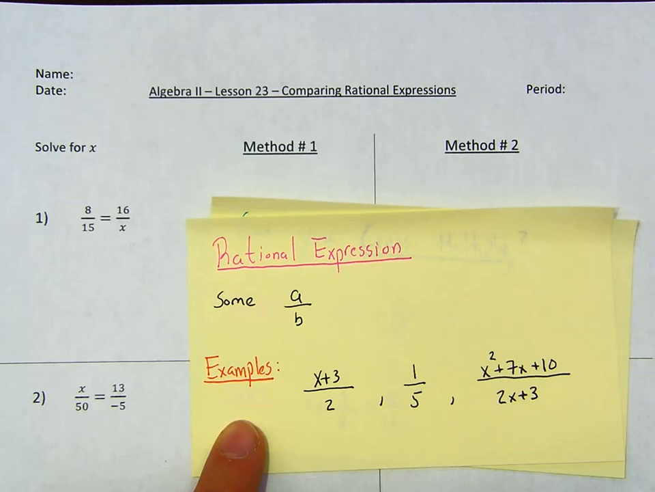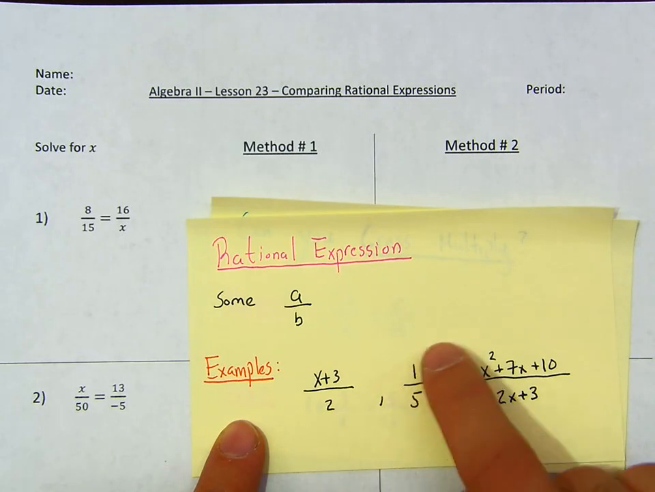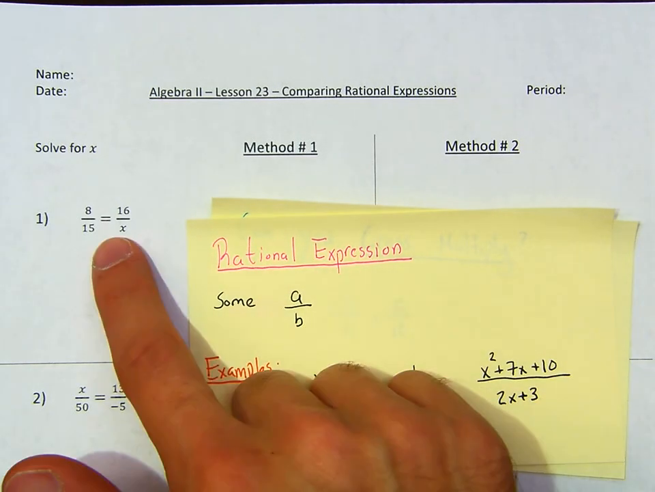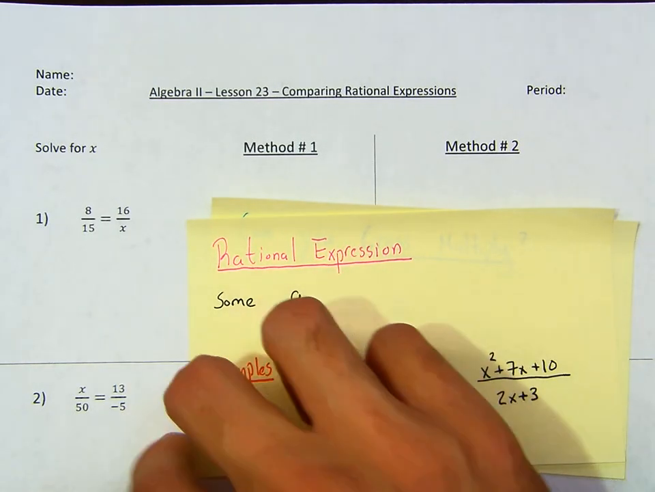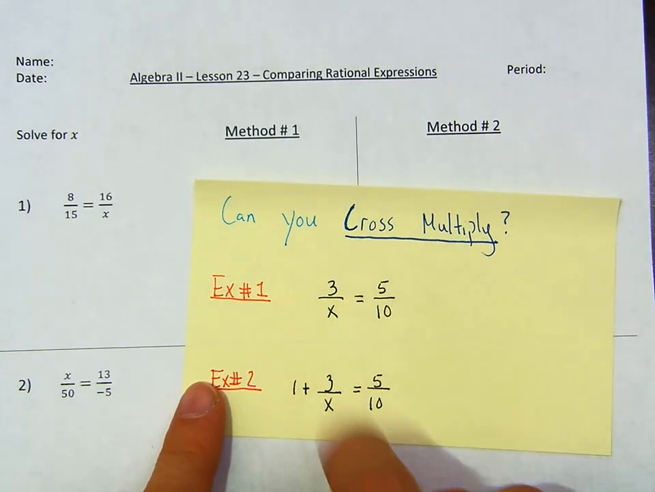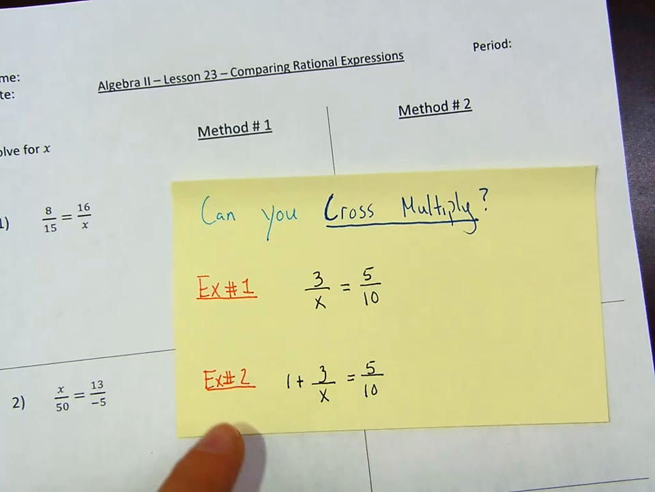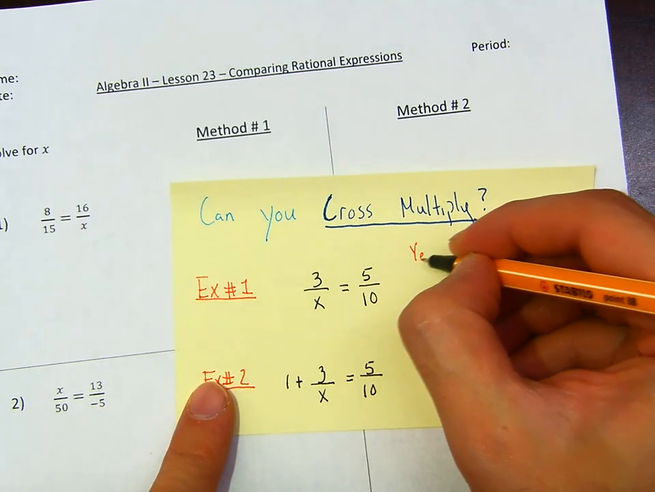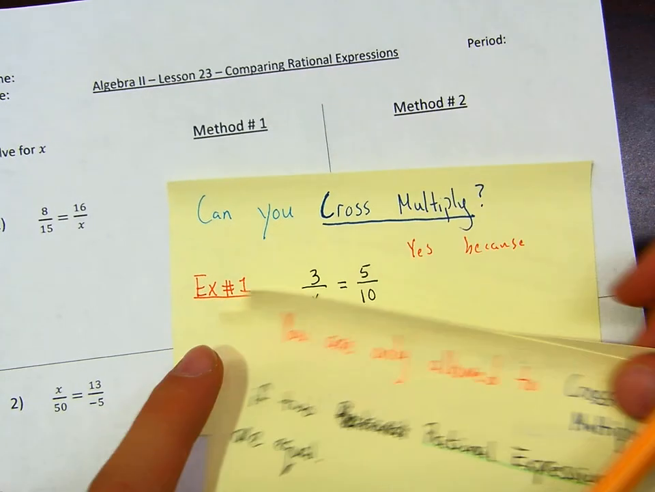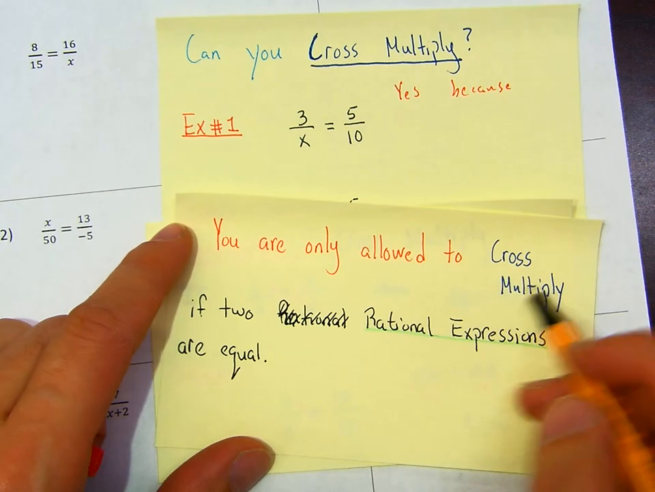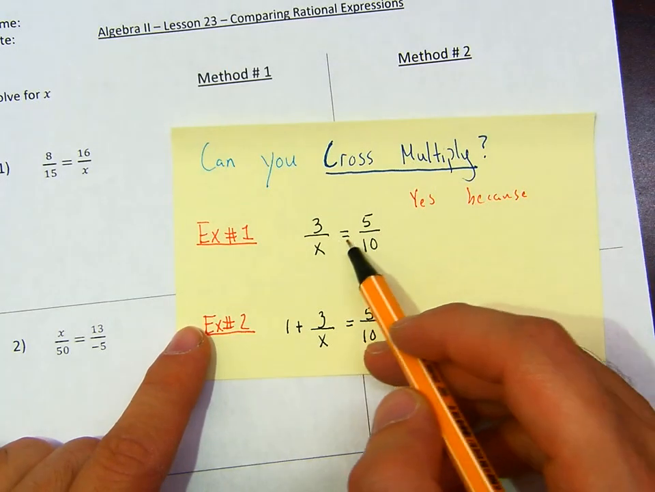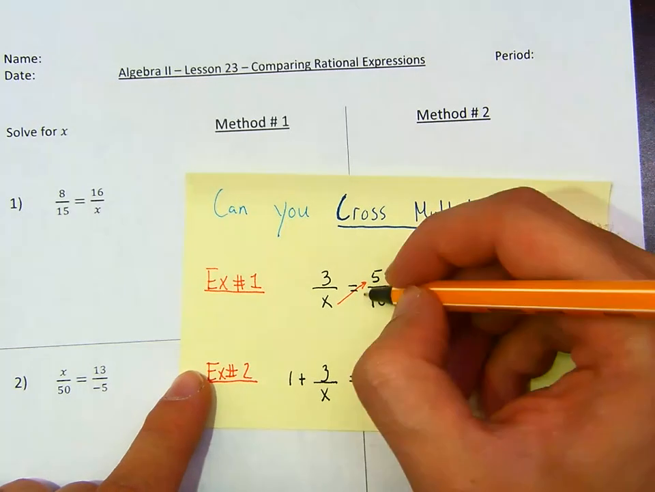Just think of some a over b. If I have something over something, that's a rational expression, okay? And we're going to be solving equations that have rational expressions. Let's take a look at this. Can you cross multiply in the first example? The answer is yes, because you're allowed to cross multiply if two rational expressions are equal to each other.